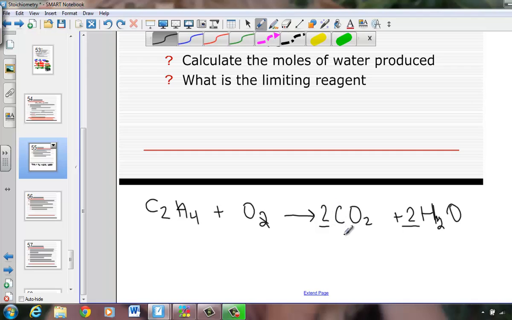Now let's take care of the O's. 2 times 2 is 4, plus 2 more is 6, so I can balance that with a 3. A 1 to 3 to 2 to 2 ratio. Now let's tabulate what we're given and what we're trying to solve for.